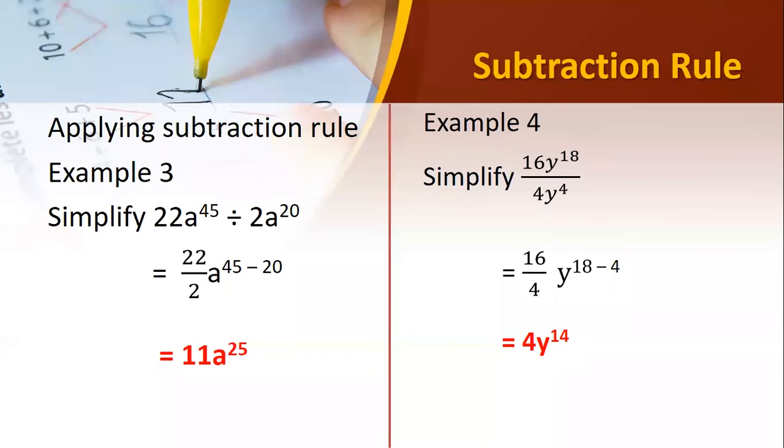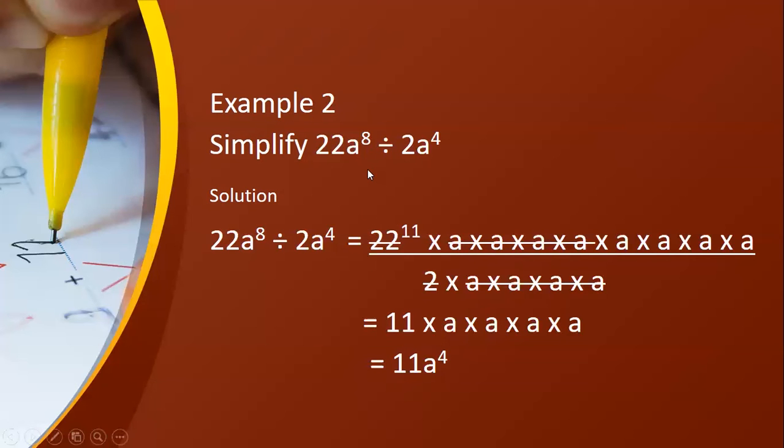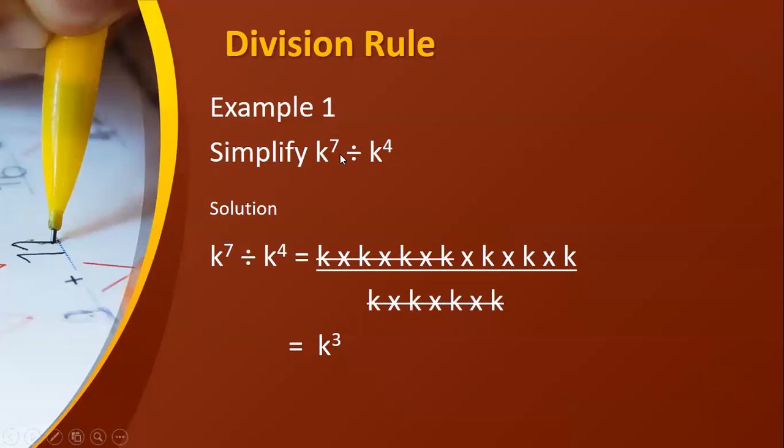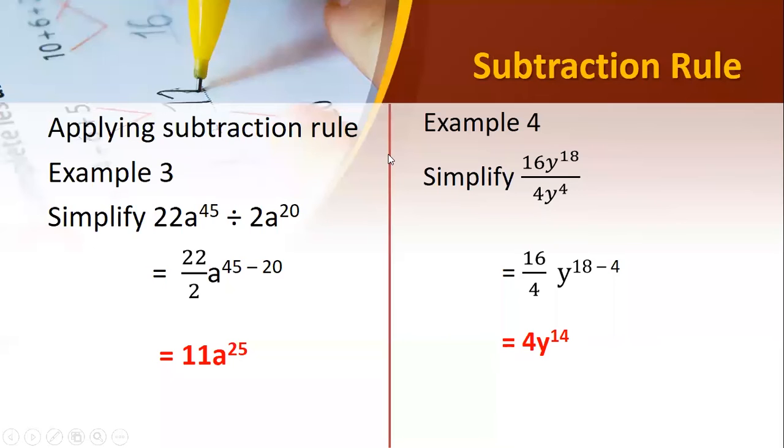Let's look at another question. Now, if you look at the two examples that we have simplified, the indices that we work with are not large. You have 8, you have 4, and in the previous one, you have 7 and 4 again. But in this instance, we have 45 and 20. So writing 22a raised power 45 in its expanded form will be a lot of work, meaning that we are going to write a multiplying itself in 45 places.